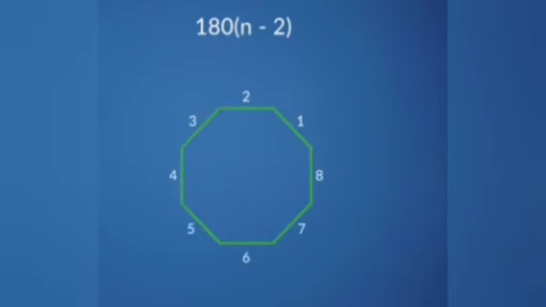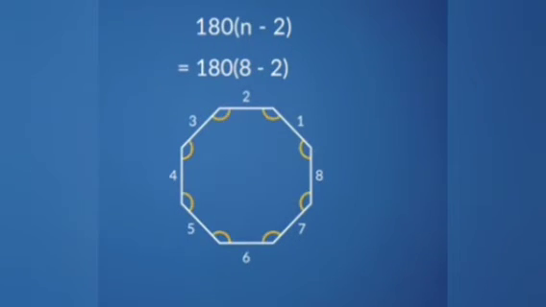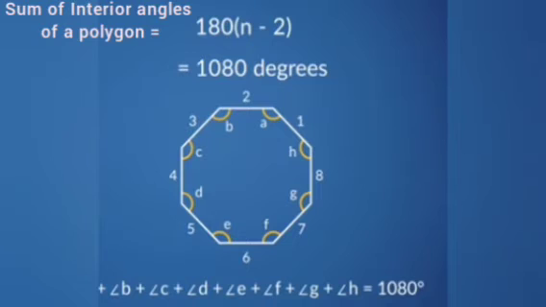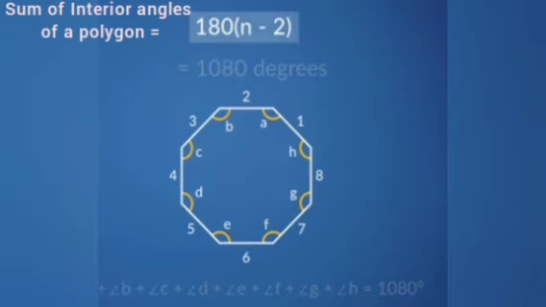Alright, what if we take an octagon as an example? Since it has 8 sides, we plug in 8 into the formula. 8 minus 2 will be 6, and 6 times 180 will give us 1080 degrees. Hence, the sum of interior angles of an octagon is 1080 degrees. Great! So just remember that formula. The sum of interior angles of a polygon is 180 times n minus 2.